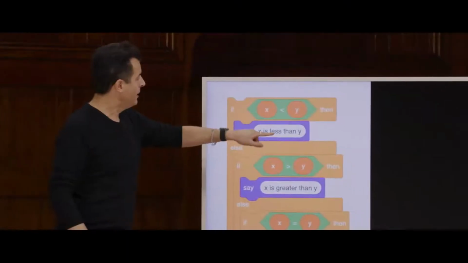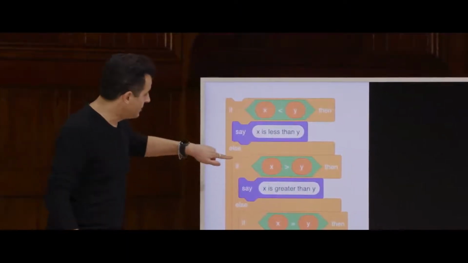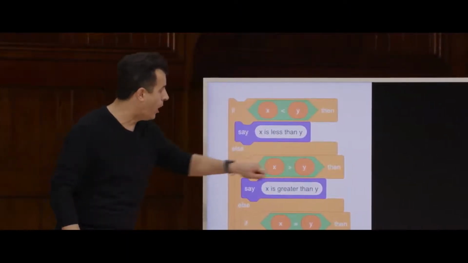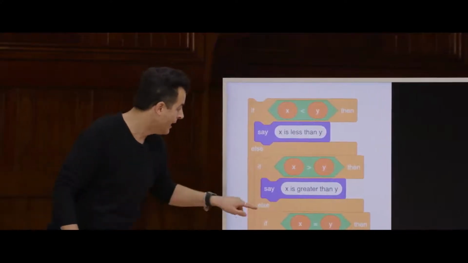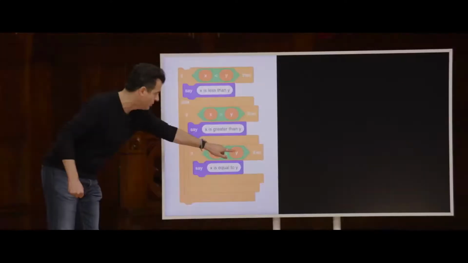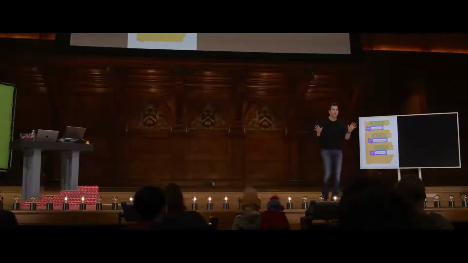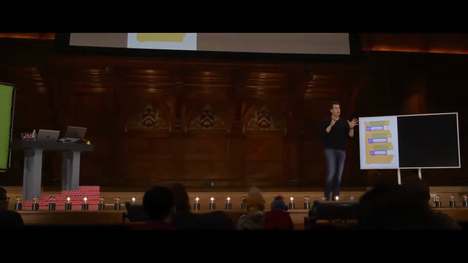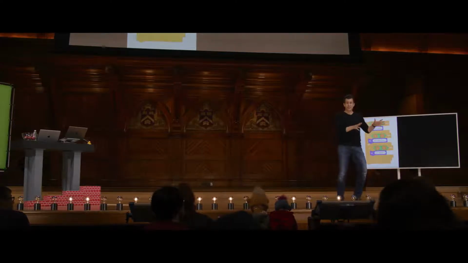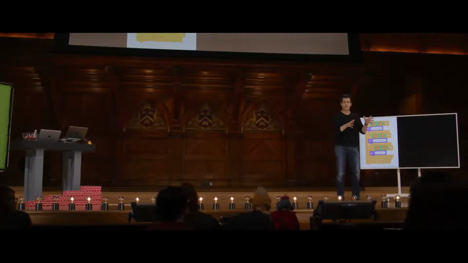All right, what if there's a three-way fork in the road? In Scratch, this actually gets a little unwieldy graphically, if you will. But notice that in Scratch, this is how we could express if x is less than y, say x is less than y. Else if x is greater than y, say x is greater than y. Else if x equals y, then say x is equal to y. Now, minor inconsistency here. Just a little bit ago, I claimed in C that an equal sign represents what operation?